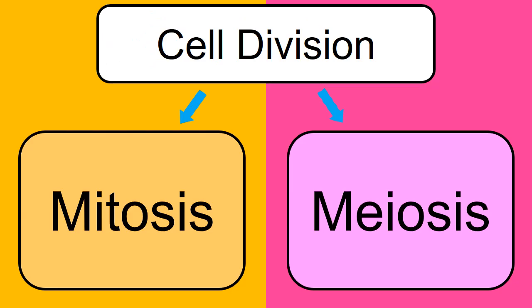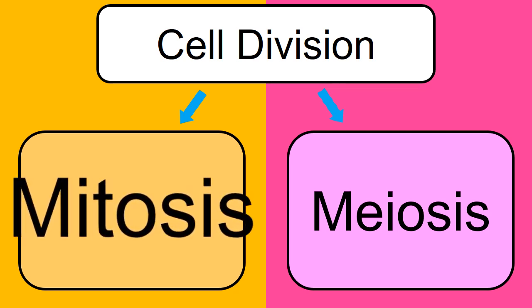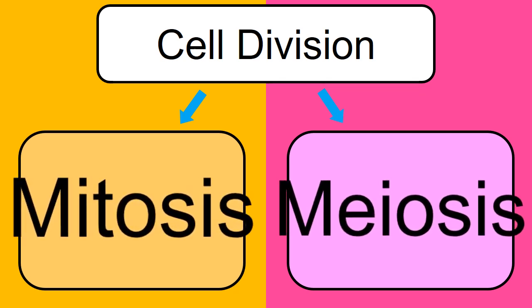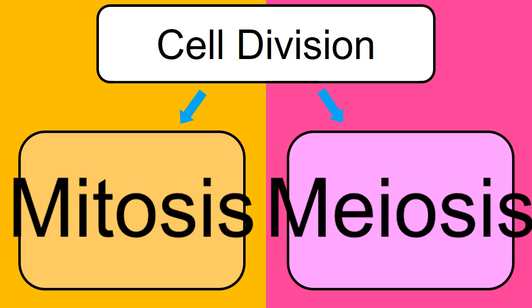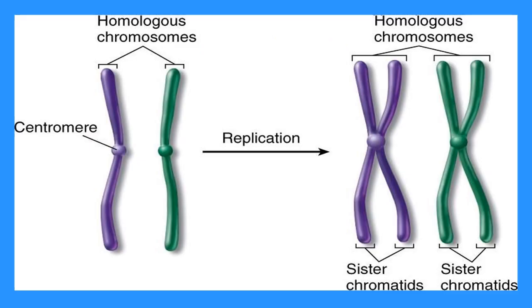Genes are inherited through cell division. There are two types of cell division that take place in a cell: mitosis and meiosis. To understand the flow, processes and functions of mitosis and meiosis, let us study this slide first.